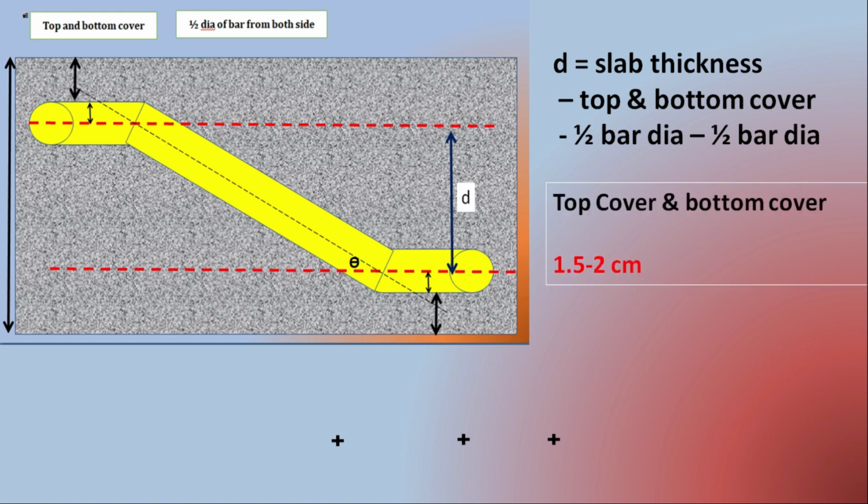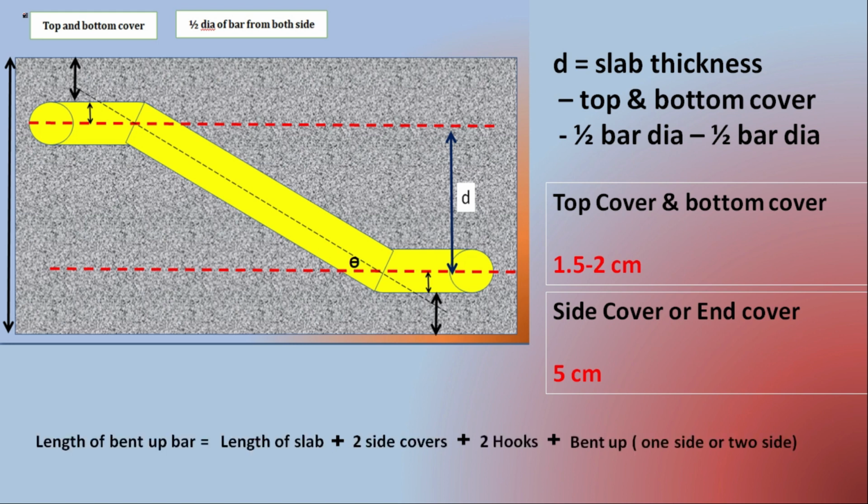Now before calculation of D, you must know the top cover and bottom cover values. For slab like structure, we generally use top cover and bottom cover as 2 cm for calculation, and for slab the side cover or end cover, you can consider it as 5 cm. So the length of the bent up bar will be, now see, the hook is compulsory in all the bars. If we are calculating the straight bar, then also there will be a hook.